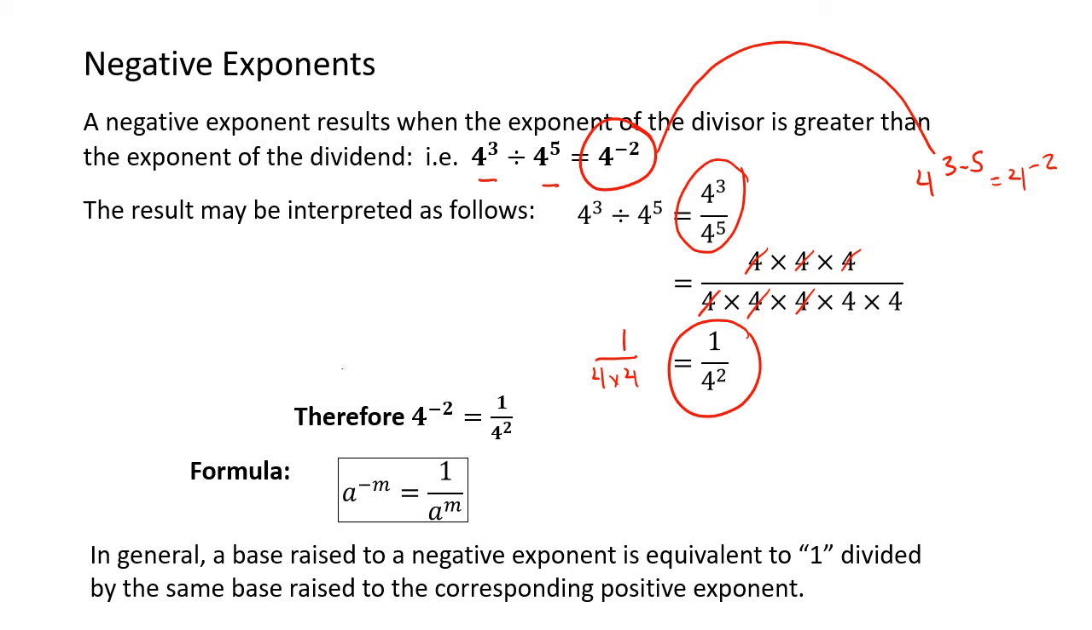So what that means is if you have anything to a negative exponent, that's the same as 1 divided by that same power, but to a positive exponent. So if you have 2 to the exponent negative 2, that's the same as 1 divided by the same power, but to the positive exponent, so 2 to the exponent 2. That works with numbers as well as algebraic terms. If you have x to the exponent negative 2, that's the same as 1 divided by x squared, okay?